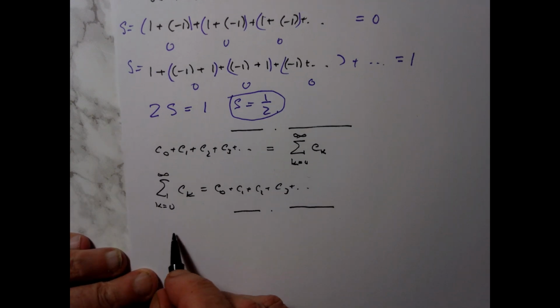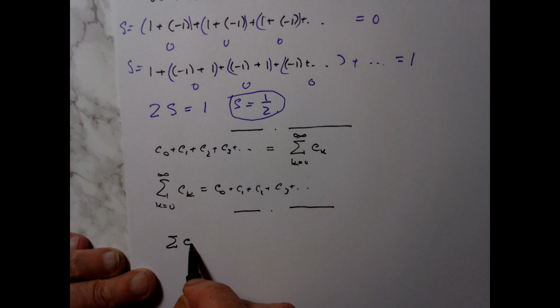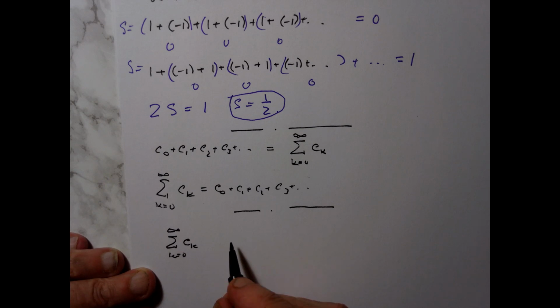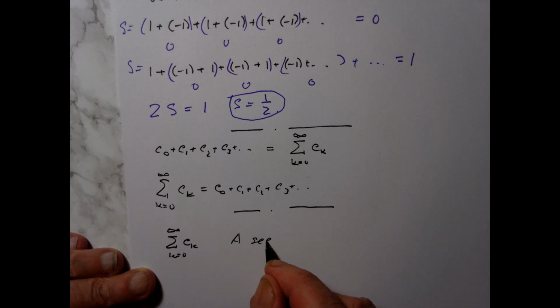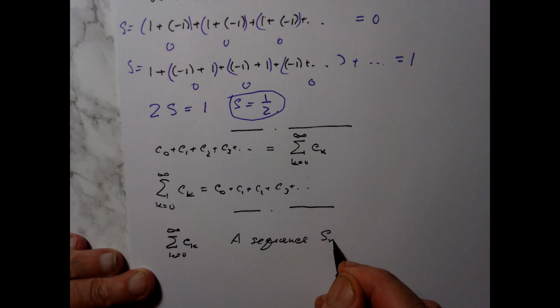Okay, so now let's start with the definitions. So when I have the sum of Ck, k from 0 to infinity, with this sum, or with this series, I'm going to associate a sequence Sn, which is called a sequence of partial sums.